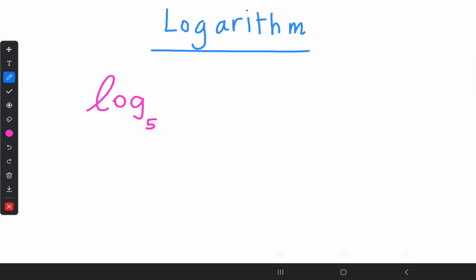Thereafter, let's have 25, in the same orientation as log. Thereafter, we have an answer. This is the proper logarithmic notation.